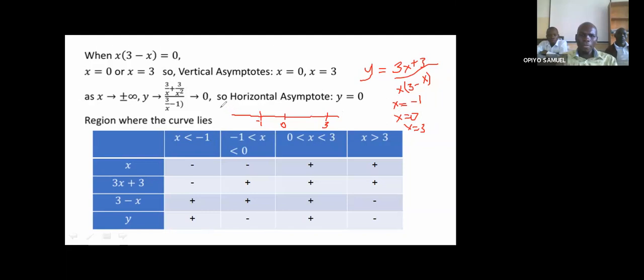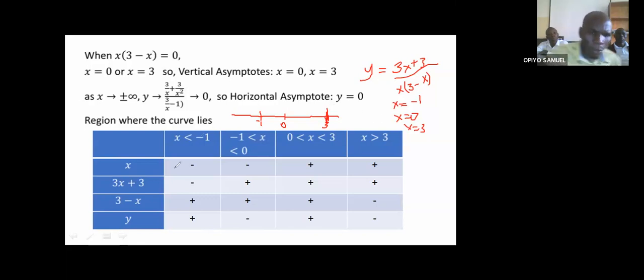So from any point on the left until negative 1, x is less than negative 1. Then between negative 1 and 0, we have negative 1 less than x less than 0. Then we have 0 less than x less than 3. Then beyond this point where we have put 3, any value of x here is greater than 3.